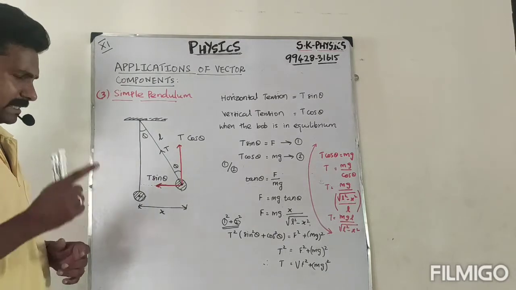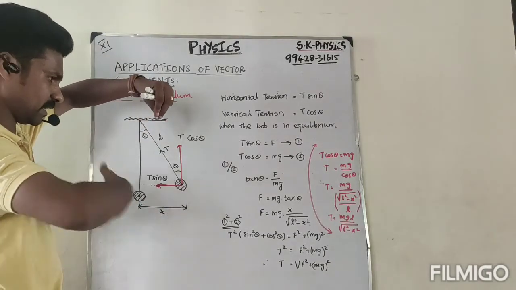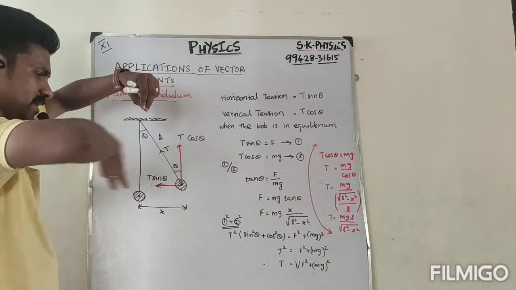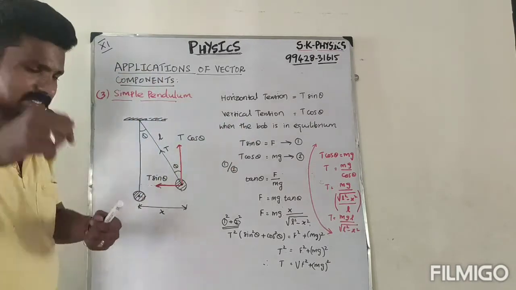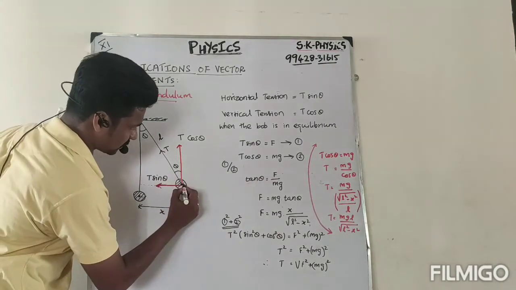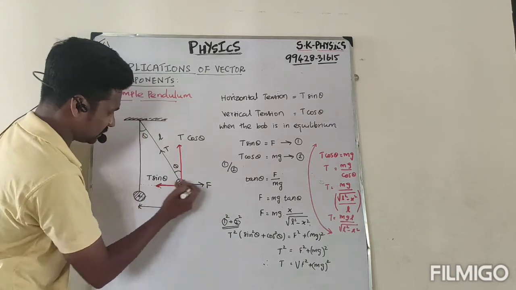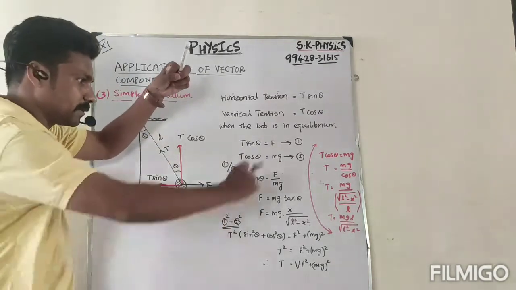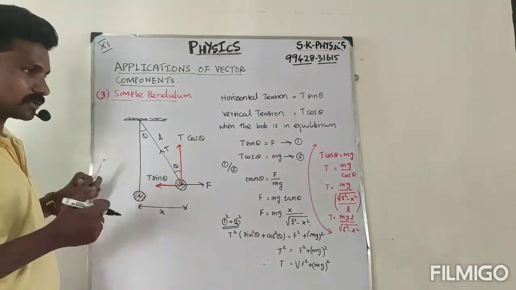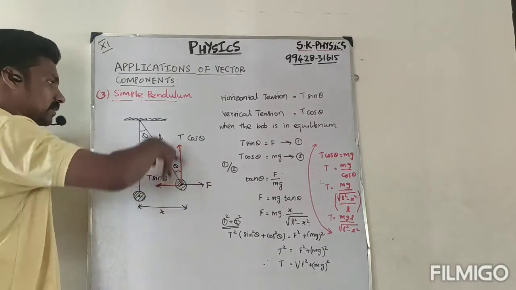Then one more thing, this T cos theta is moving horizontally. In the horizontal manner it is moving, so it is taken as a force. Understand this well, here they consider it as a force, and the ball moves due to the force. Then one more thing, just as we compare horizontally, we compare vertically.